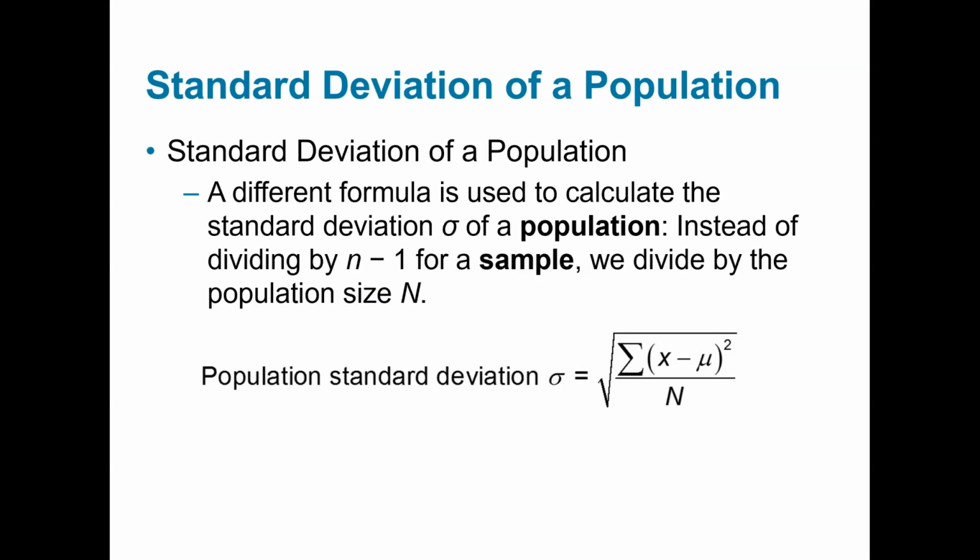When we calculate it for a population, the only difference mainly is we're just dividing by n, the actual number of people, not n minus 1. And that's pretty much it.